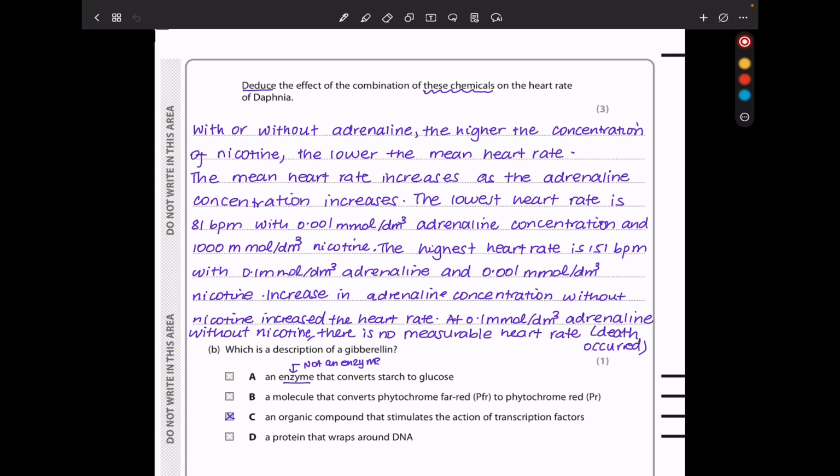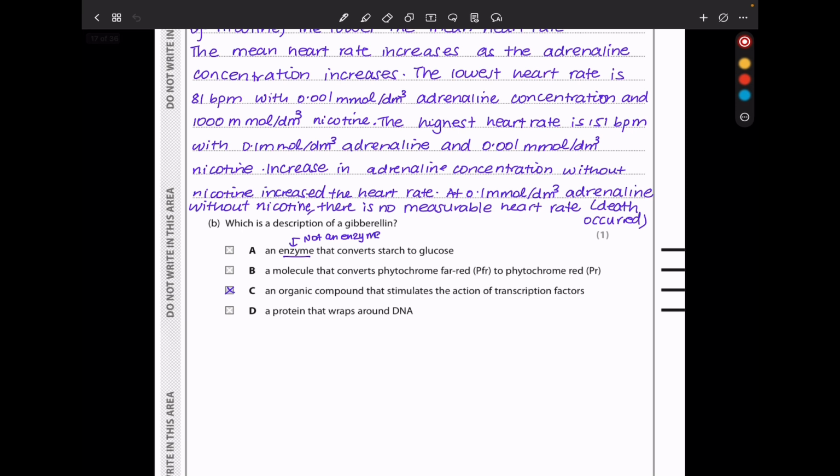The highest heart rate is 151 bpm with 0.1 millimole per decimeter cubed adrenaline concentration and 0.001 millimole per decimeter cubed nicotine concentration. Increase in adrenaline concentration without nicotine increased the heart rate, and at 0.1 millimole per decimeter cubed adrenaline concentration without nicotine, there is no measurable heart rate, meaning the organisms could have died because there was no detectable heart rate. In part B, they say which is a description of a gibberellin.